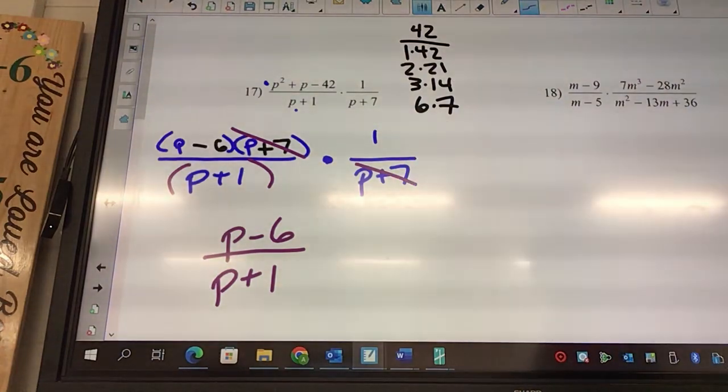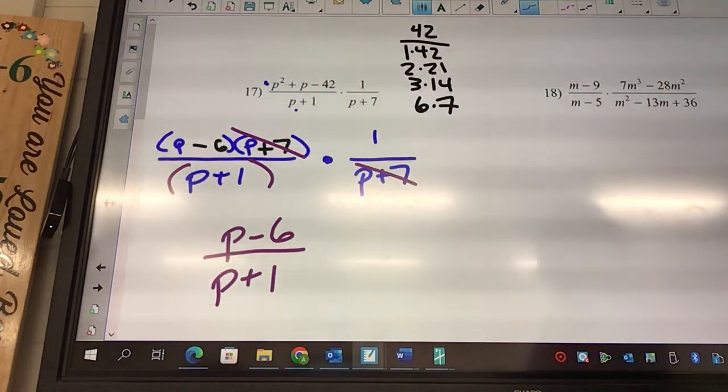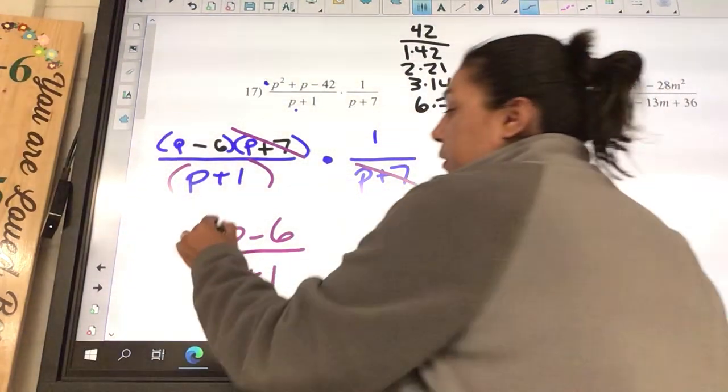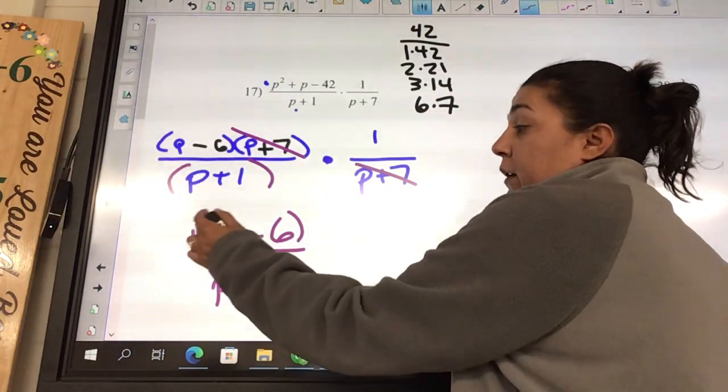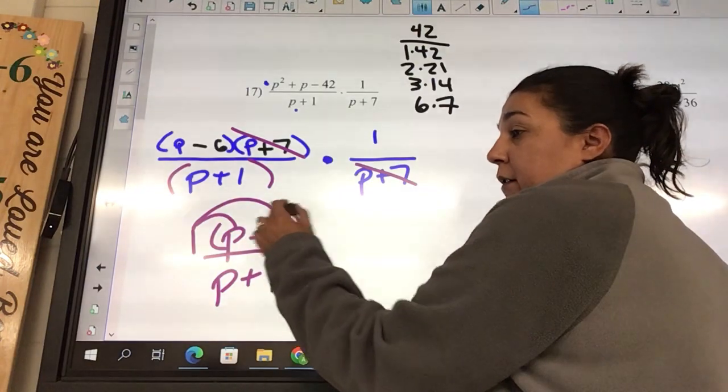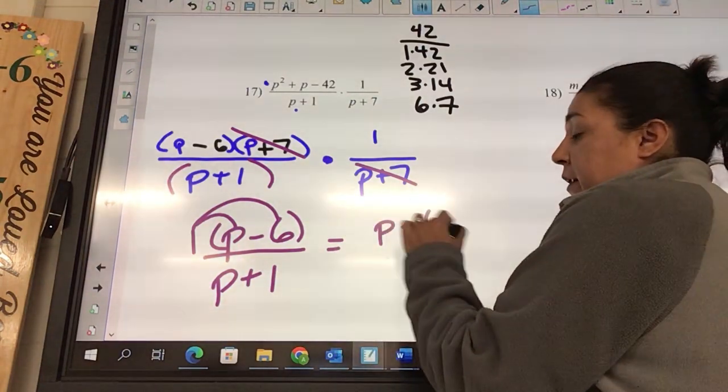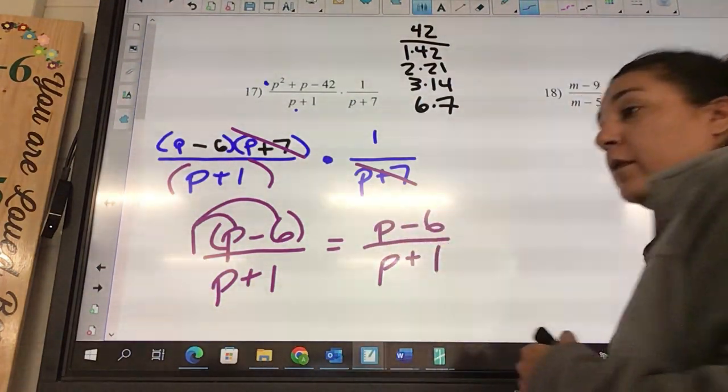What if you put the 1? Then you're going to have to distribute because it would look like this. And what is 1 times P? It's P. 1 times 6 is 6. So either way, you'd just be left with P minus 6, P plus 1.